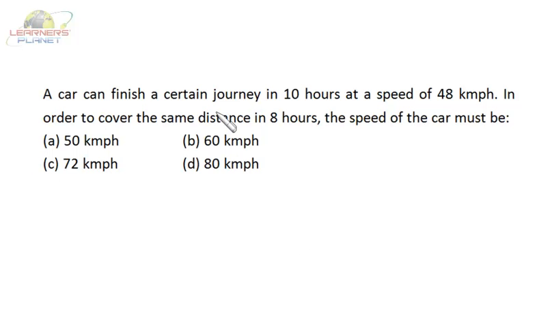A car can finish a certain journey in 10 hours at a speed of 48 km per hour. In order to cover the same distance in 8 hours, the speed of the car must be. Friends, do this problem mentally. Since we know the concept, speed is inversely proportional to time. That means speed into time is a constant. So here speed is 48 into time 10 is equivalent to 8 into the new speed. So 10 into 48 is equal to 8 into x. That means x is equal to 60. No paperwork is required at all.